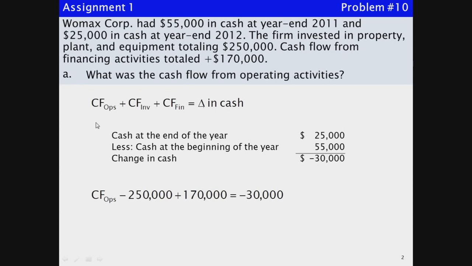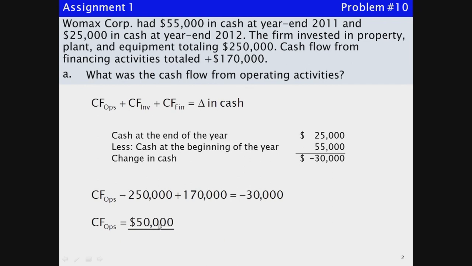And then we know two of these. We know that the cash flow from financing was positive $170,000. Since the firm invested in property, plant, and equipment, just follow the cash, that means the cash flow from investing activities was minus $250,000 because the cash went out. So from this equation, we can readily determine that cash flow from operating activities was $50,000, an inflow.